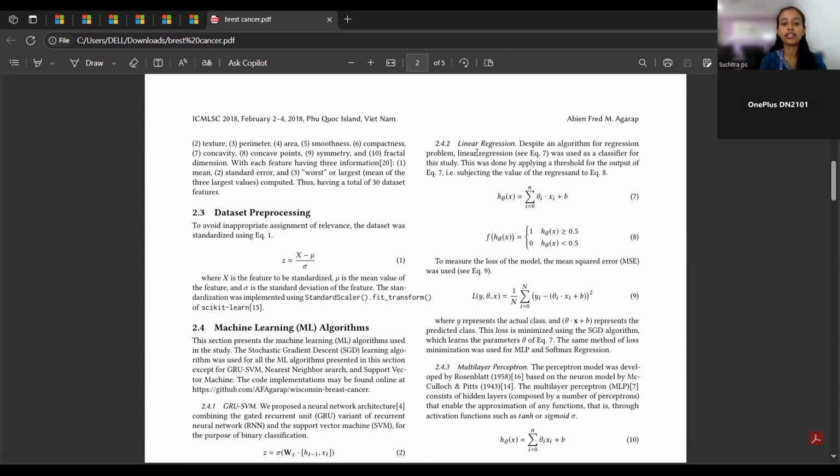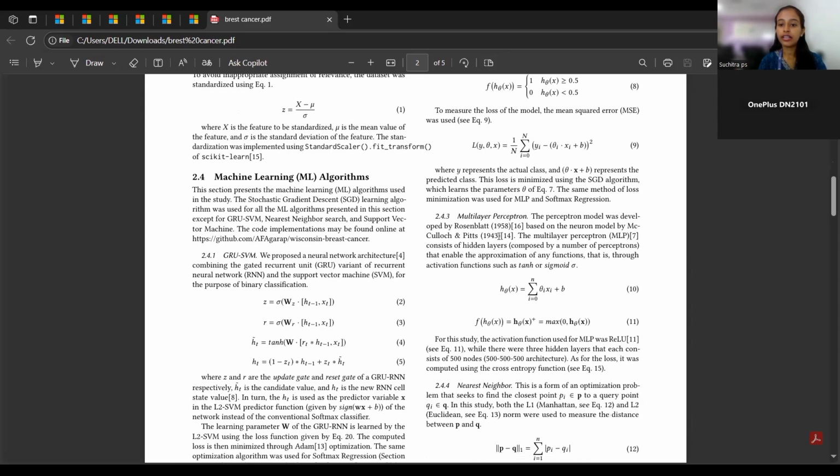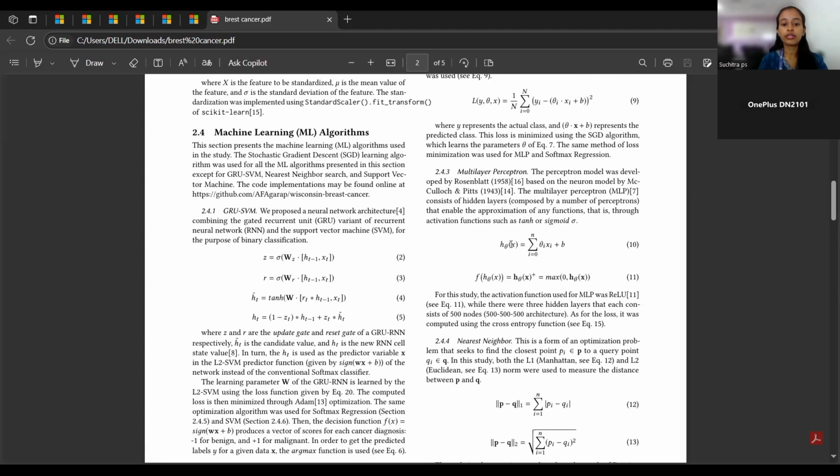The next one they used is linear regression, used for classification. It is not traditionally used for classification, but here a threshold is applied, greater than or equal to 0.5, and the test accuracy is 96.09 percent. And they use the multi-layer perceptron, a deep feed-forward neural network with 3 hidden layers.